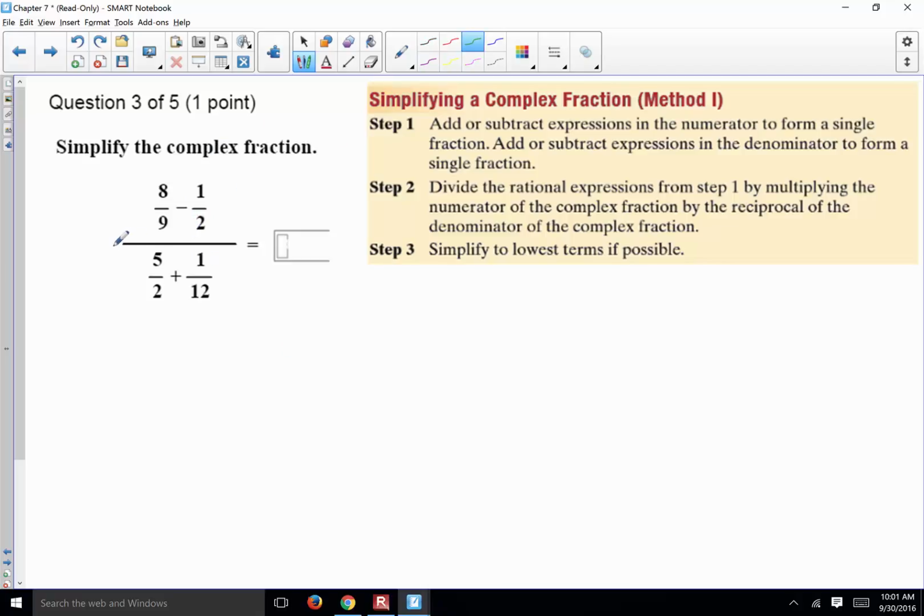Again, it's just nothing but division, but we call it complex because fractions are made into more fractions by putting them in the top and bottom of another fraction. Alright, that's coming up on Monday. Okay?